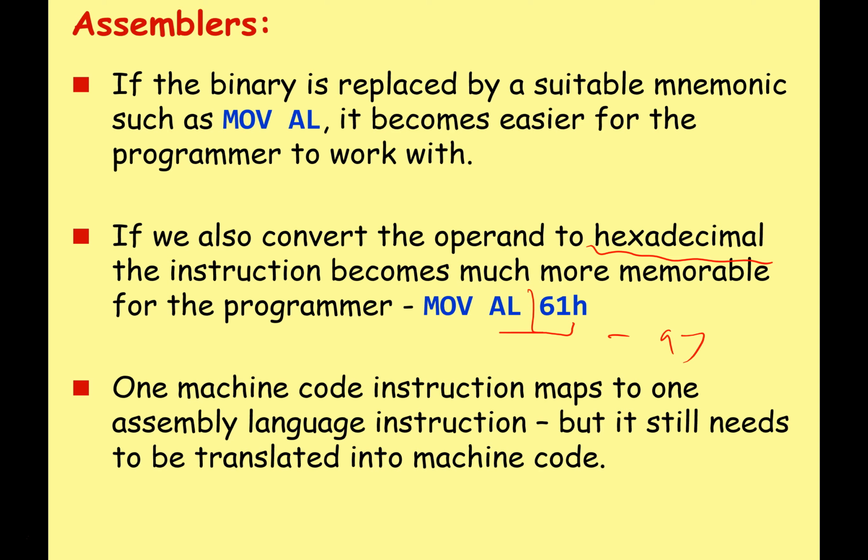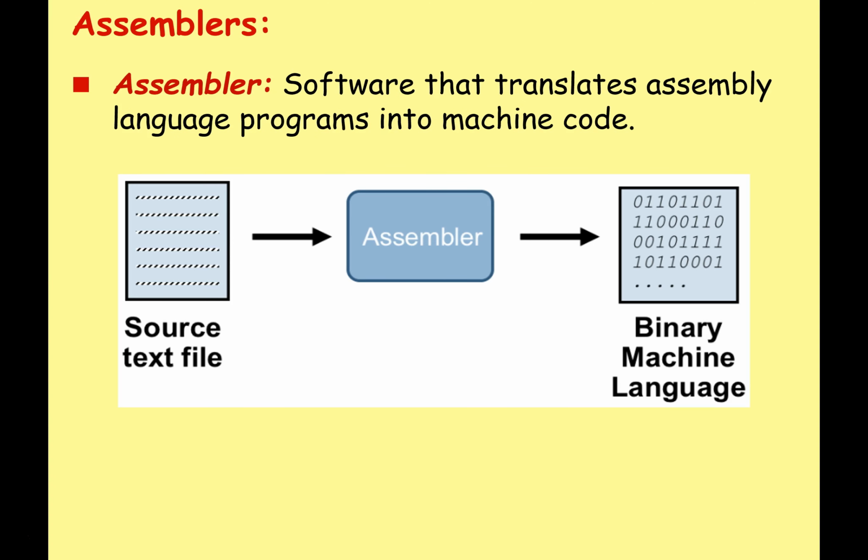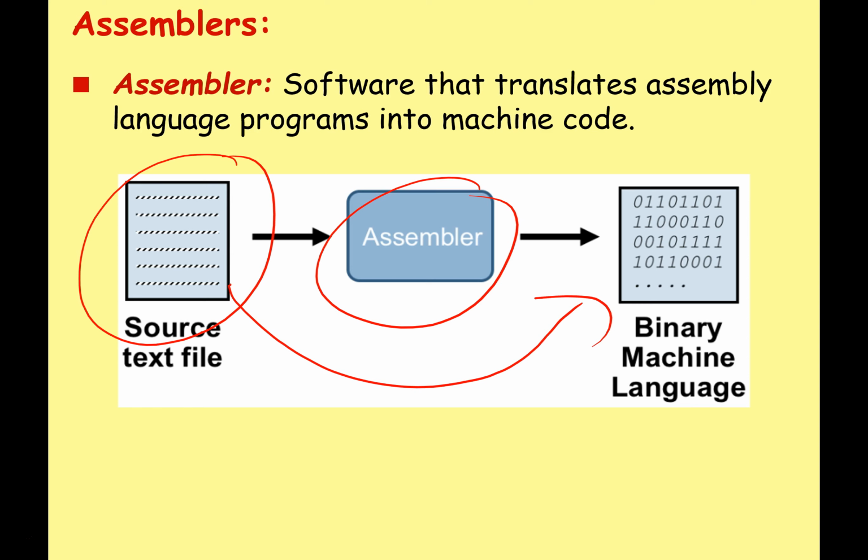However, the assembly language still needs to be translated, converted into machine code. And that's what an assembler does. An assembler is just the software that takes our source text file written in assembly and converts it into binary machine language so that it can be understood. So an assembler is just the software that takes the low-level assembly code and translates it into pure machine language. I hope that's clear.